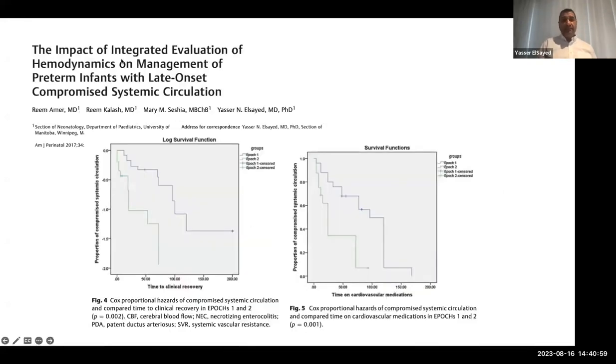We also investigated the impact of integrated evaluation of hemodynamics management on late onset compromised systemic circulation in preterm infants. Preterm infants might develop hypotension, sometimes unexplained, it might be due to suprarenal dysfunction, not necessarily septic shock. Again, the time to clinical recovery was much less when we consider the integrated approach, and the time on cardiovascular medication and the number of medications used were much less. Before that, we were considering dopamine as a first line for everyone, followed by dobutamine as a second line for everyone. Now we have targeted management, and most cases just recover with one medication, with a shorter period of time and low dose.